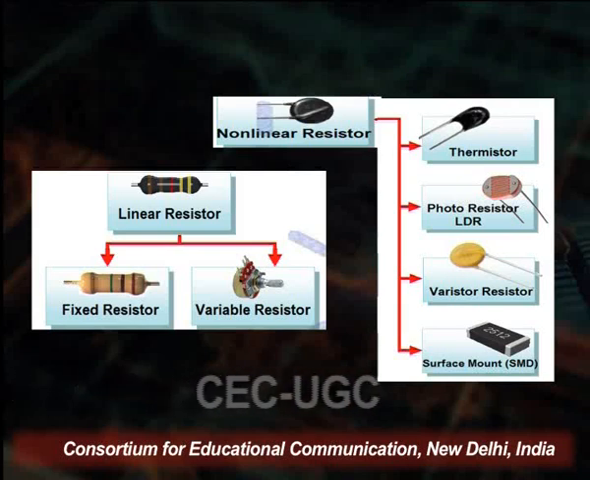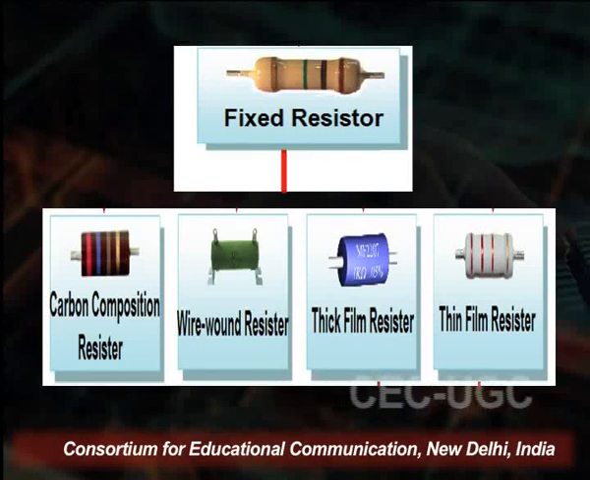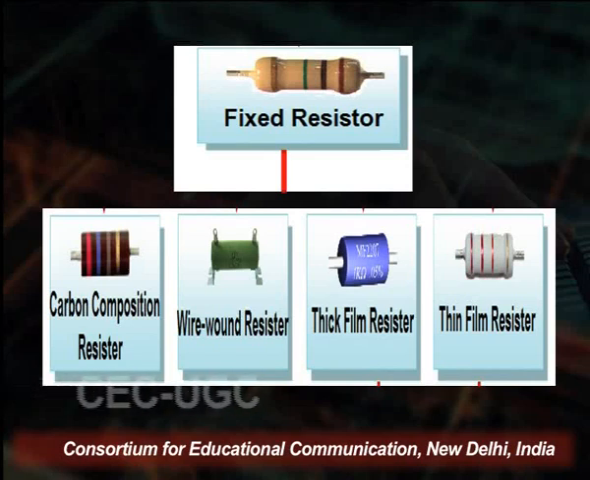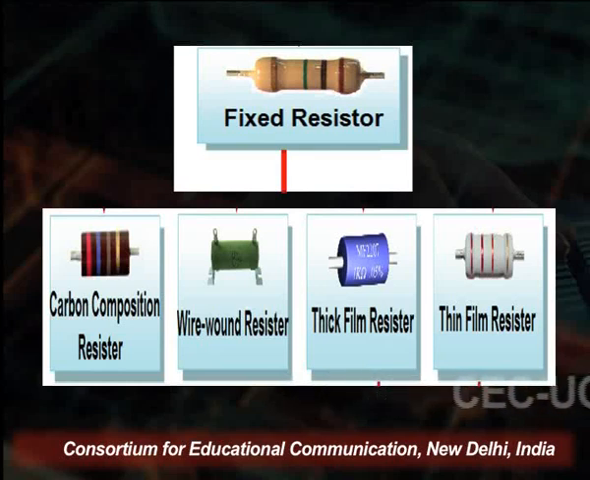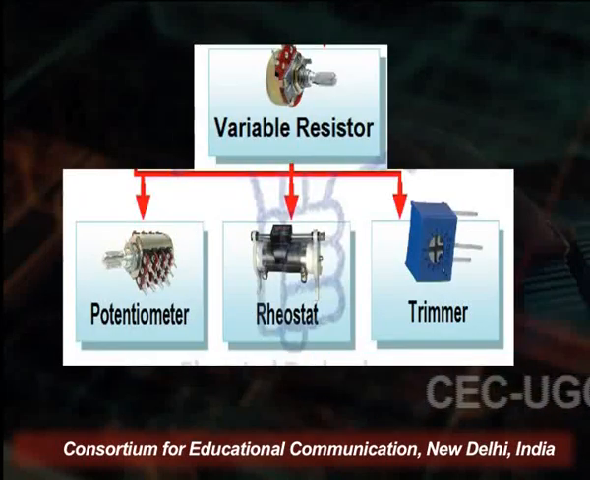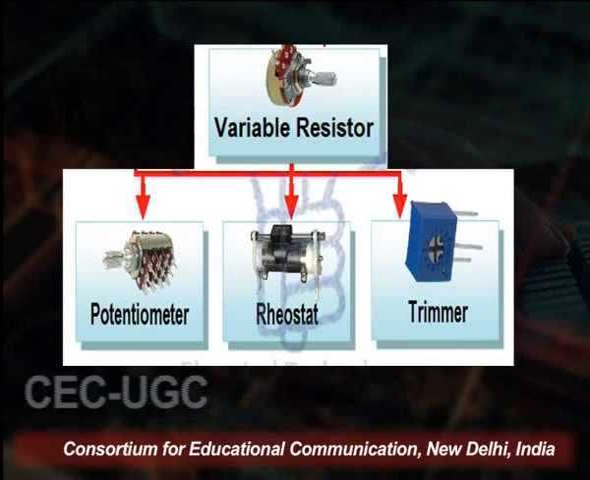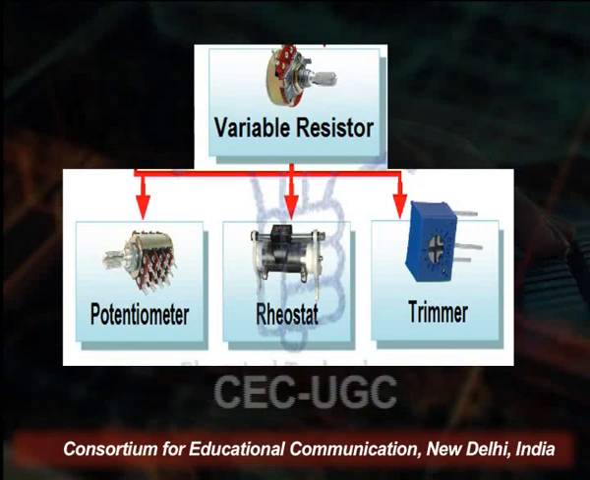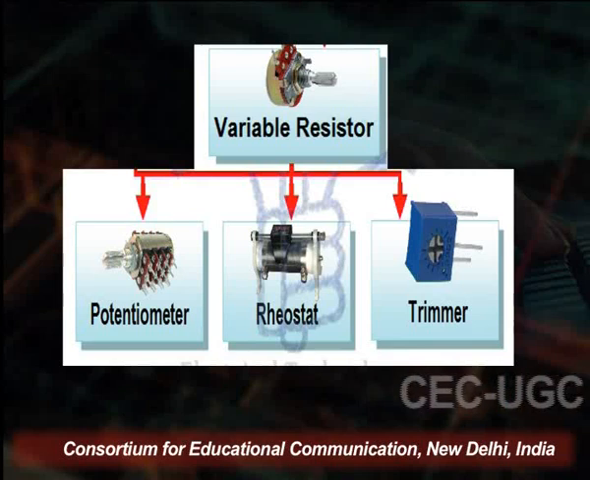First we discuss the linear resistor, that is the fixed resistor, having various types. It is divided into four parts: first is the carbon composite resistor, second is the wire wound resistor, third is the thick film resistor and fourth is the thin film resistor. These are the various types of fixed resistor. Now variable resistors are of three types: potentiometer, rheostat and trimmer.